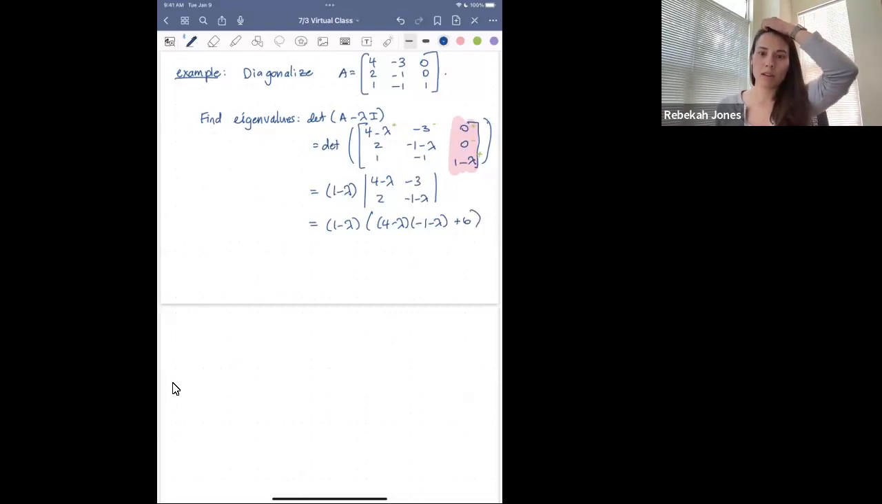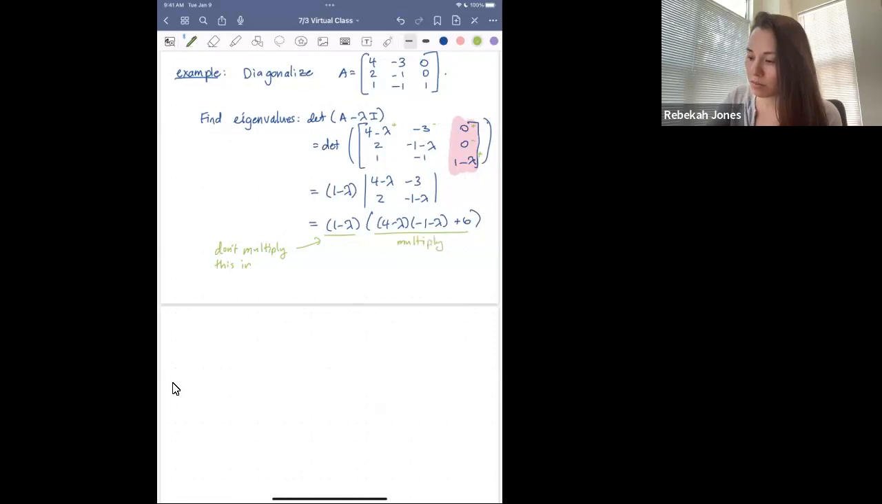Okay. And then once you're at this point, notice that this is a 3x3, so our characteristic polynomial is going to be a degree 3 polynomial. But notice that we already have this 1 minus lambda factored out. So what we want to do is keep this, don't multiply it in. And instead, we're going to multiply this out and try to factor it.